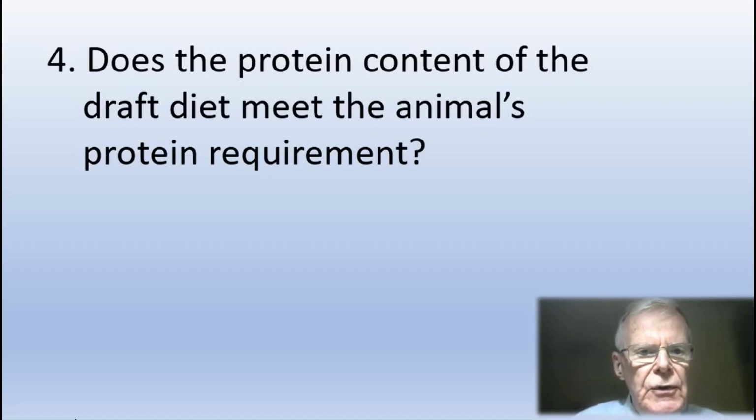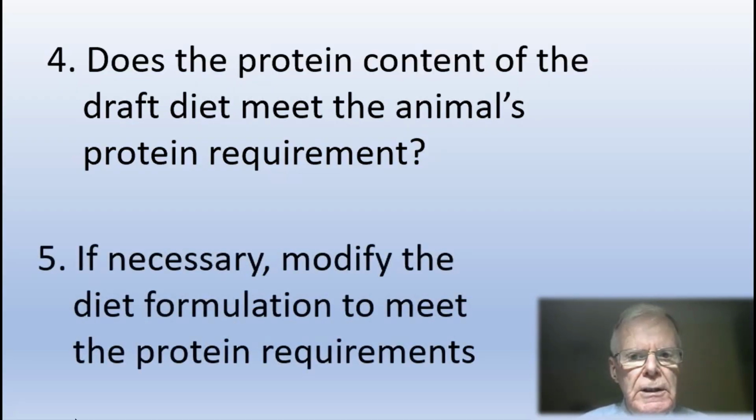The second component of a diet that needs to be considered is the total protein content of the draft formulation. If this supplies more protein than required, this is not usually a problem, unless the diet is intended to restrict protein supply. If the protein content is below the requirements, then the diet needs to be modified by increasing the content of a protein-rich ingredient without changing the metabolizable energy concentration.